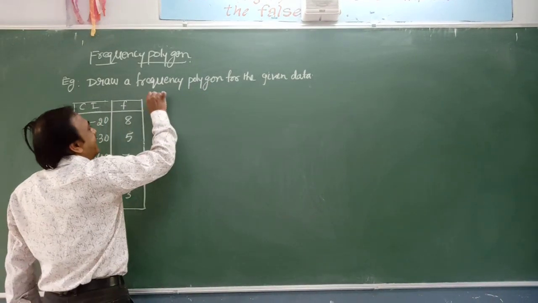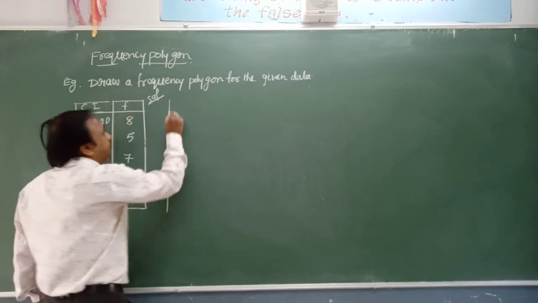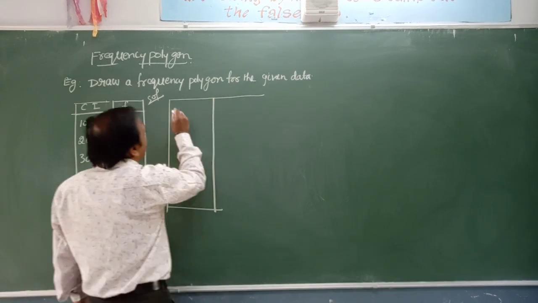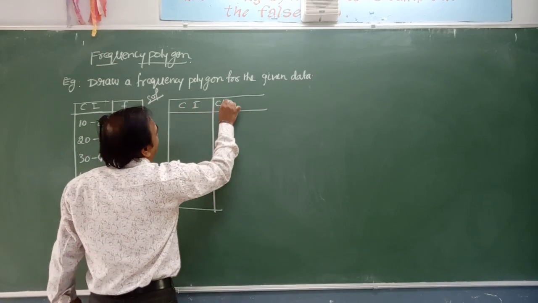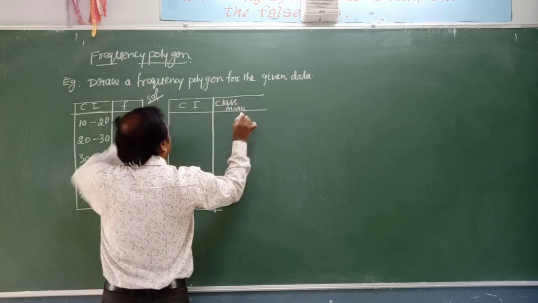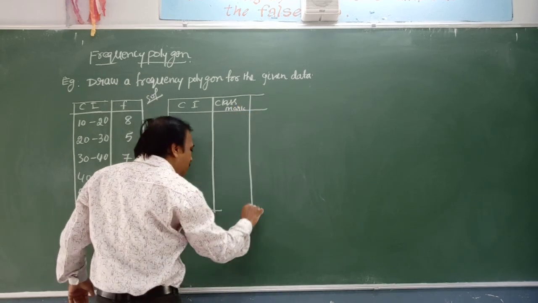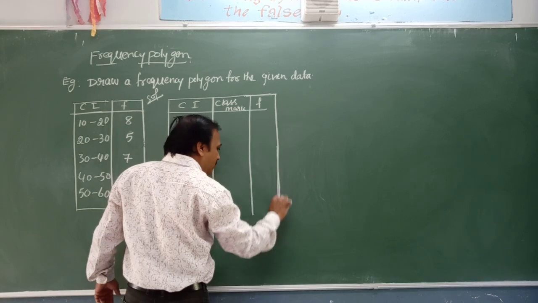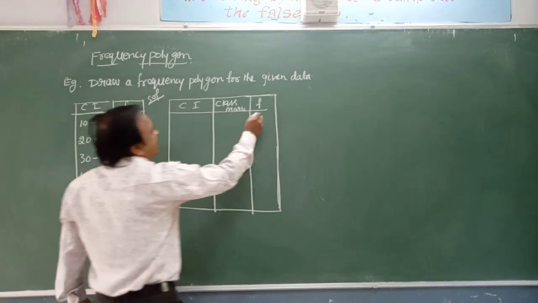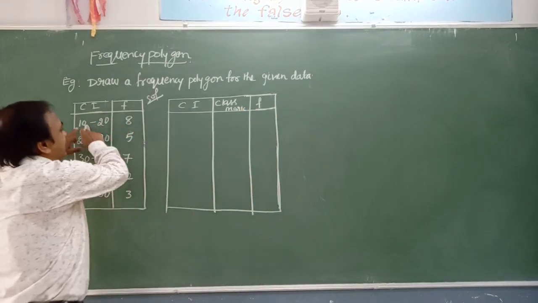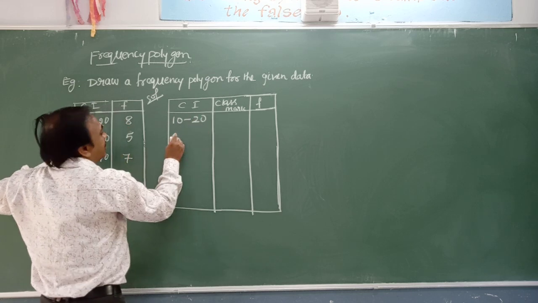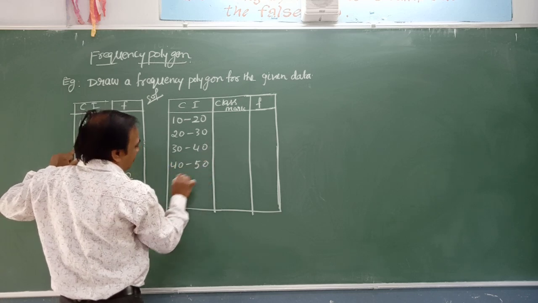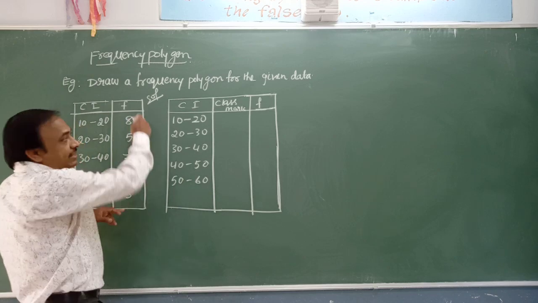So in the solution part, again we need to draw this table: class intervals, class mark, and frequency f. Observe it. The class intervals are 10 to 20, 20 to 30, 30 to 40, then 40 to 50, then 50 to 60.